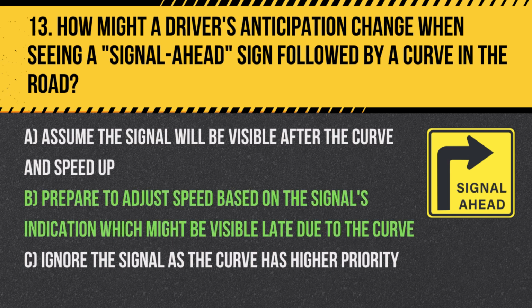Answer: B. Prepare to adjust speed based on the signal's indication, which might be visible late due to the curve. Curves can obscure sight lines, so anticipation and preparedness to adjust speed are crucial.